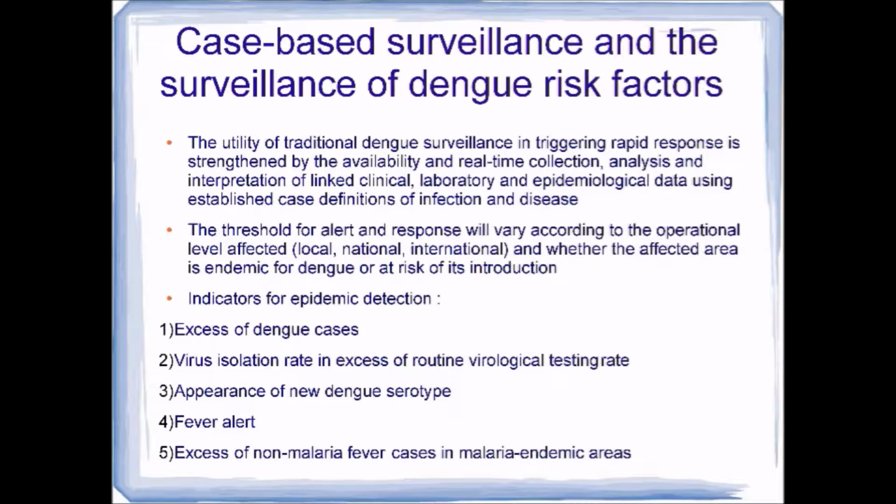The threshold for alert and response will vary according to the operational level affected, that is local, national, and international level, and whether the affected area is endemic for dengue or at risk of its introduction. For example, at the local level a single dengue case may trigger action. At state or provincial level, the increase in reported cases above an established baseline for the same week or month in preceding years, or increasing vector density, may indicate impending epidemic activity.